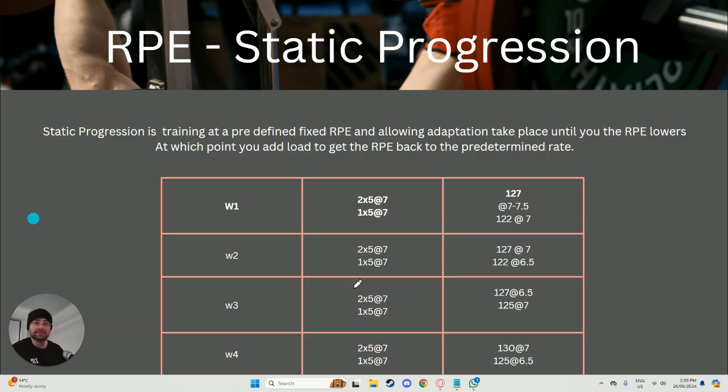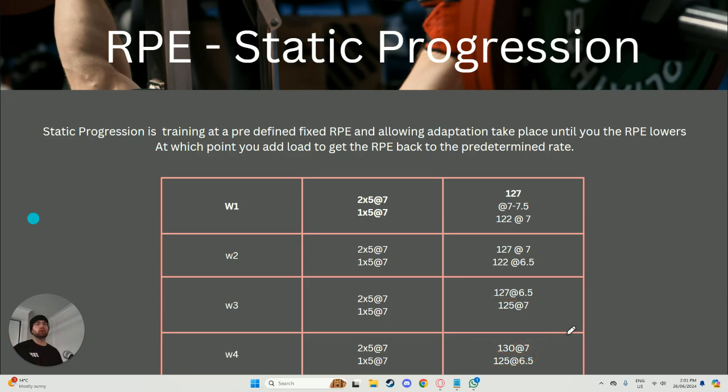Same thing. 2 sets of 5 at a 7 RPE. They do their 127 and now it's a 6.5. Now they've adapted so much that 127 is no longer meeting the requirement of being a 7 out of 10 effort. So what happens? Next week, they add 2.5 and they go up from 127 to 130, and that gets it back to a 7 out of 10 effort.